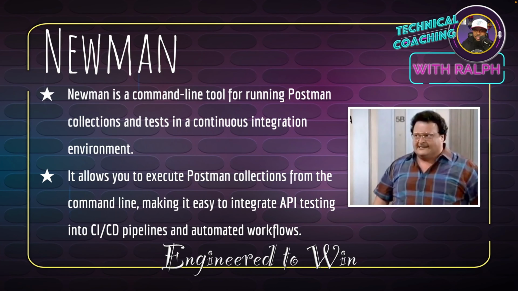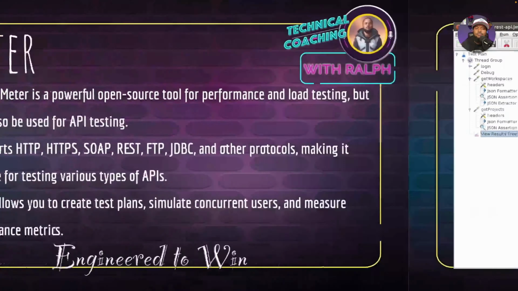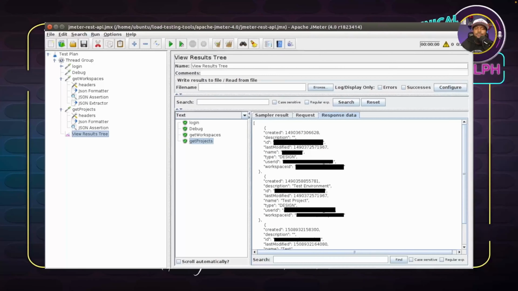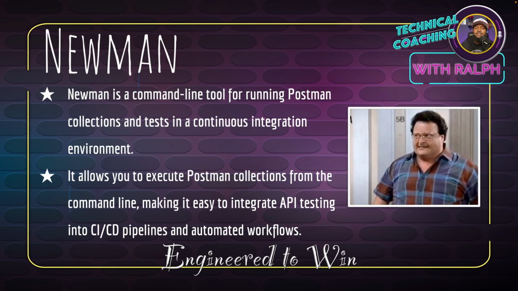Let's go back real quick. Okay, this is a screenshot of JMeter. Like I said, we went through JMeter on a live stream before, and this is pretty much how it looks. And you have to set it up, and then you can also have it do how many requests you want at a particular time. Very, very useful tool. All right, next, let's get into Newman.